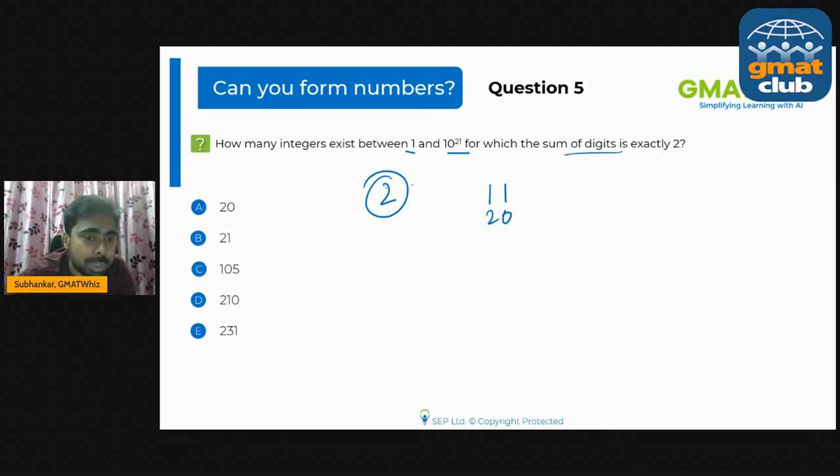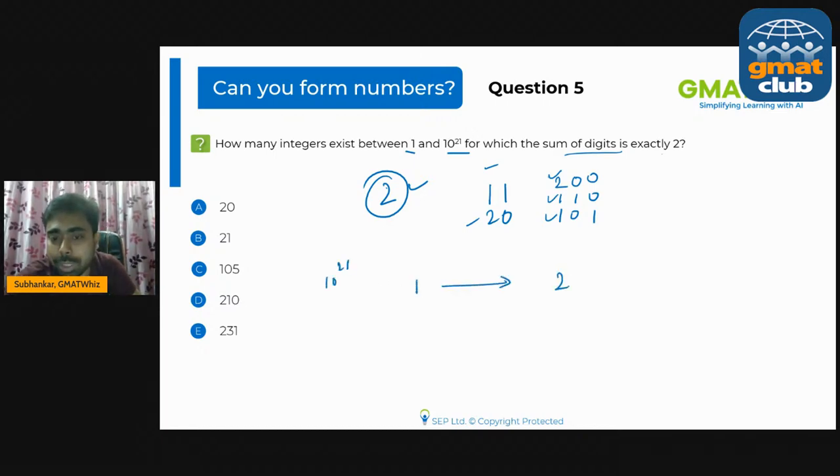So I'm talking about this number; I need to count this and this. And if I talk about a three-digit number, then it can be something like this, or something like this, or something like this. Now, how do I make sure that I count all of these cases? Is it feasible for me to count the entire thing? Because you understand 10 to the power 21 will have 1 followed by 21 zeros. So there will be a total of 22 digits.